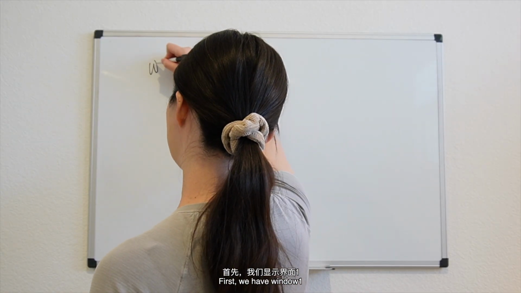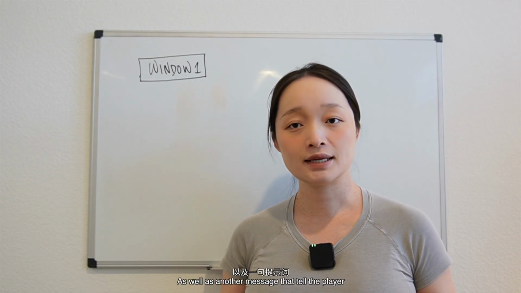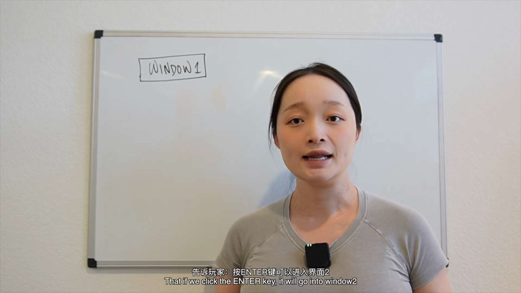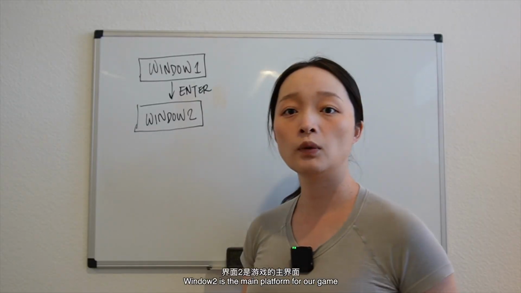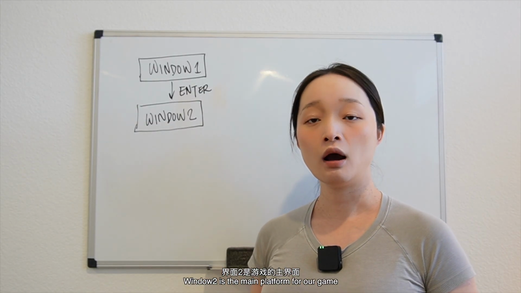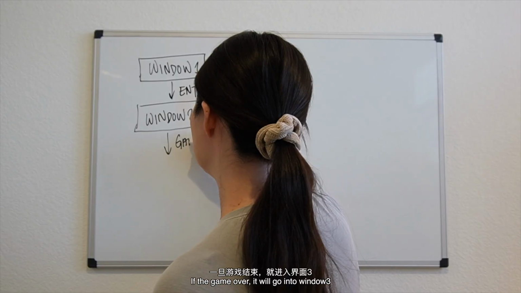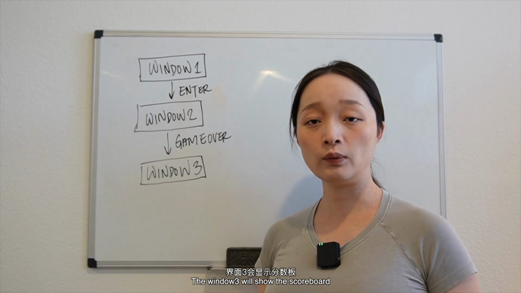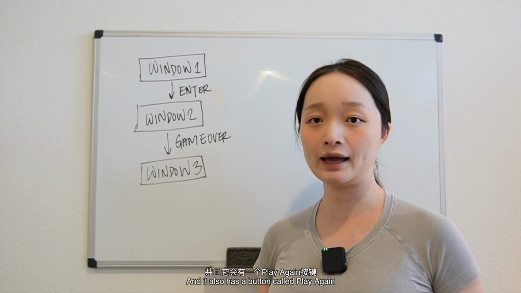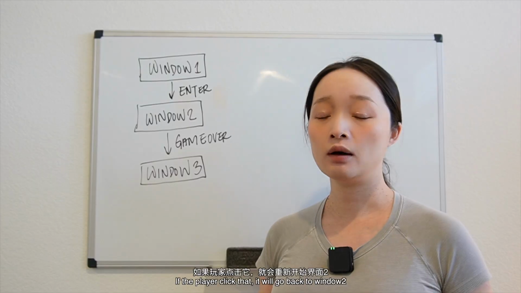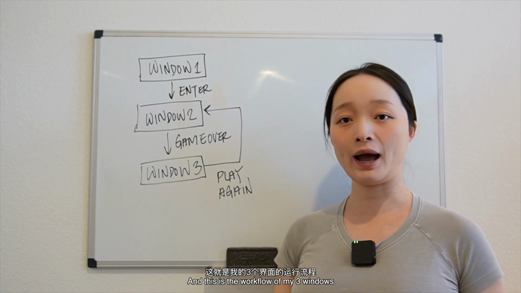First, we have window 1. Window 1 will display the welcome message, as well as another message that tells the player that if we click the enter key, it will go into window 2. Window 2 is the main platform for our game. If the game is over, it will go into window 3. Window 3 will show the scoreboard, and it also has a button called play again. If the player clicks that, it will go back to window 2. And this is the workflow of my three windows.